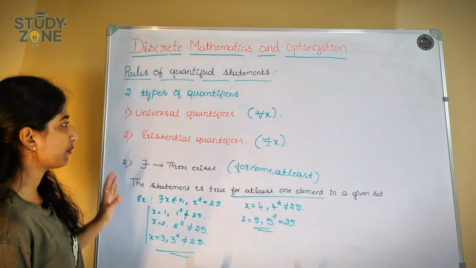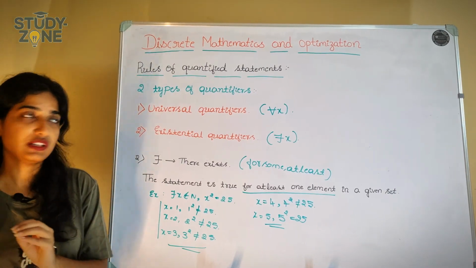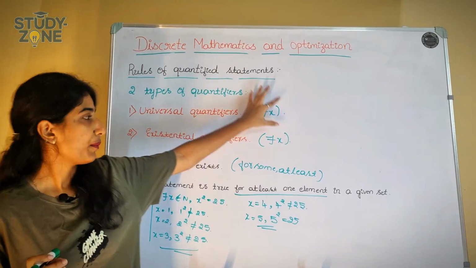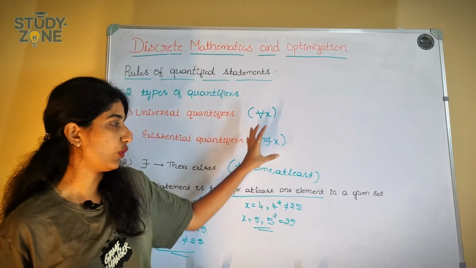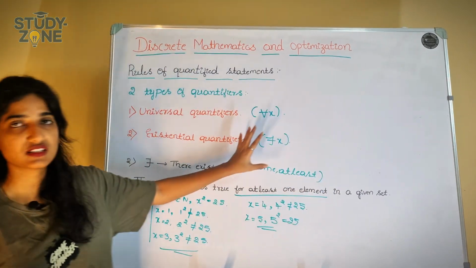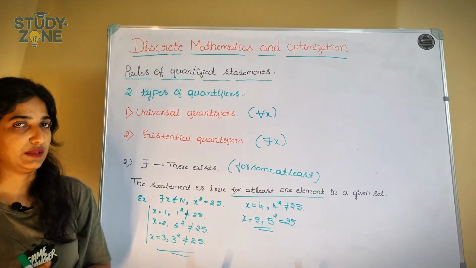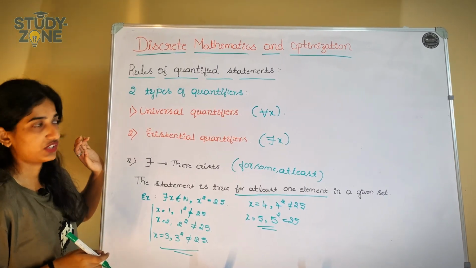These other elements don't hold true, but since at least one element holds true, we have true for this existential quantifier. So what we have to remember is, in universal quantifier, for each and every element the value holds true, but in existential quantifier for at least one element the value holds true. At most it can be any number of elements, at least it can hold true for one element. Okay, this is about universal quantifier and existential quantifier.